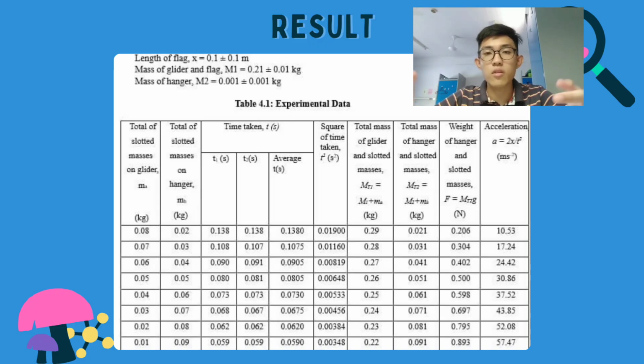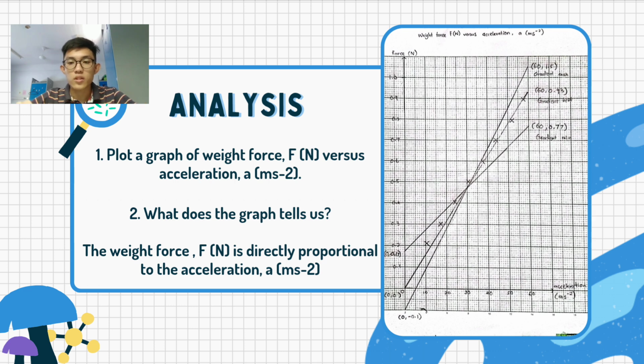This is basically the result of our experiment. We can see that the acceleration increases when we put more mass on the hanger. And next, we go to the analysis. First question is to plot the graph of weight force Fn versus acceleration a in m/s^-2. The second question, what does the graph tell us? It tells us that weight force Fn is proportional to the acceleration.